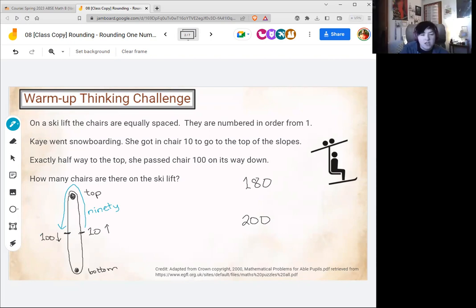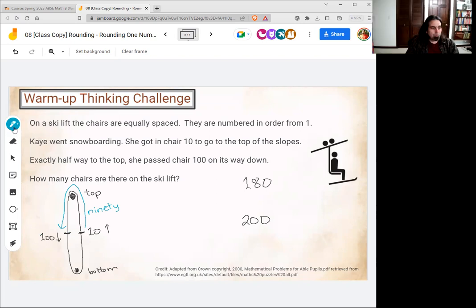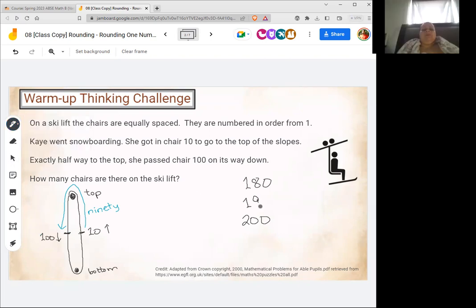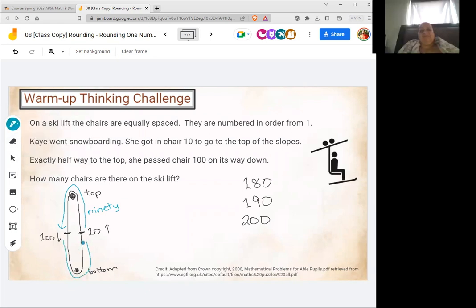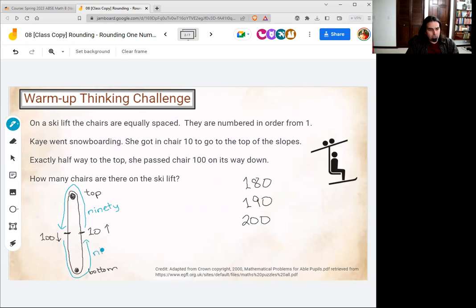Maybe 190? I was thinking 192, because from the 10 to the 100, there's 90 in between. That means from the 100 the other way around, there probably is 90. I don't know, maybe. If there is 90 going the other way, that would make sense because it said it was halfway.